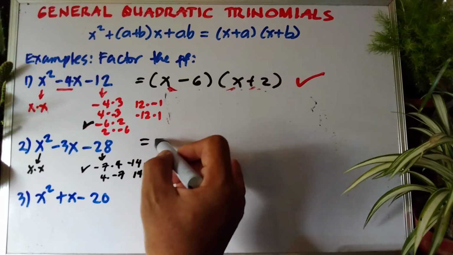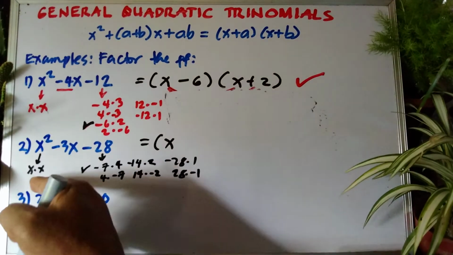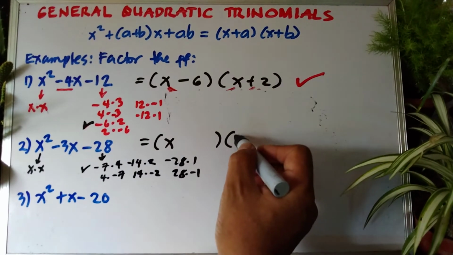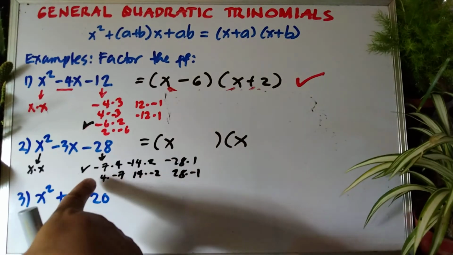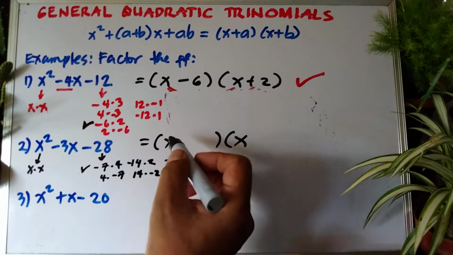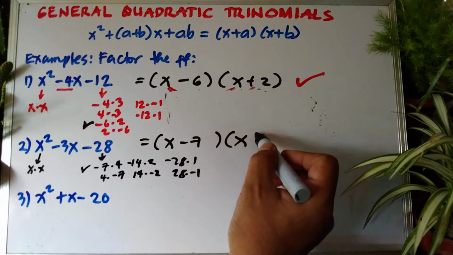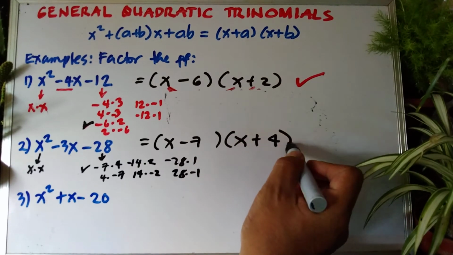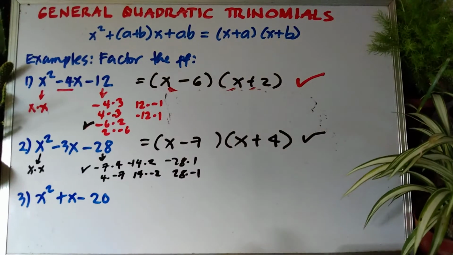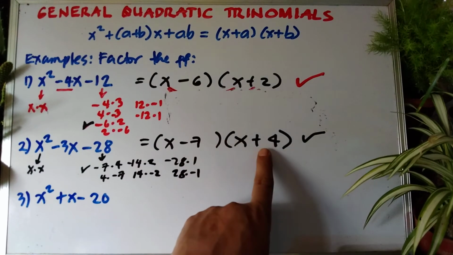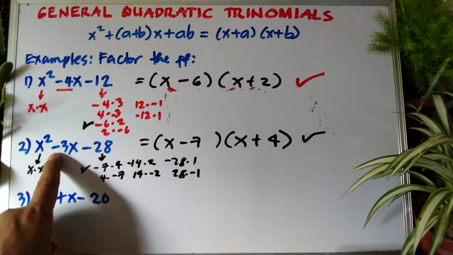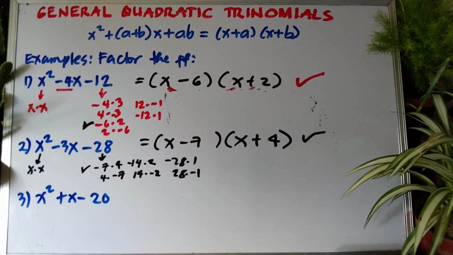So, now we have our factors. X, kasi may x dyan, x yung una. Sulat natin si x. Then, i-copy lang natin yung sign nila: minus 7, plus 4. So, we are correct, because negative 7 plus 4 is negative 3. Correct? Okay. I hope may na-learn kayo. Okay. Now, let's move on to example number 3.